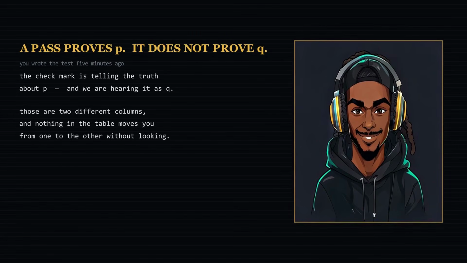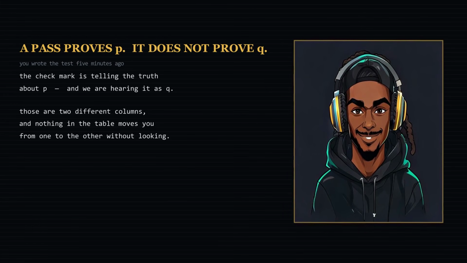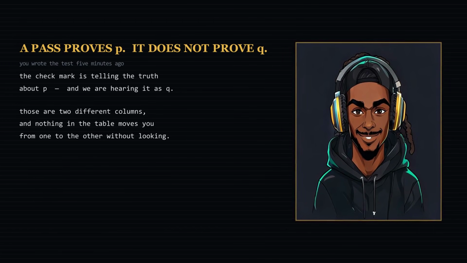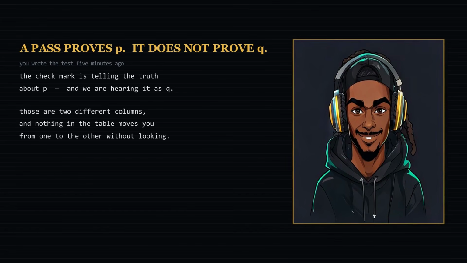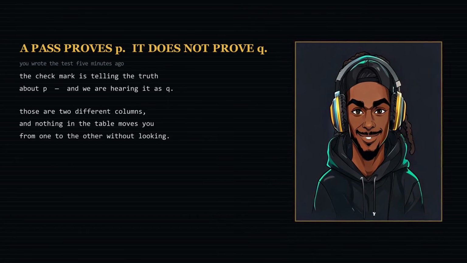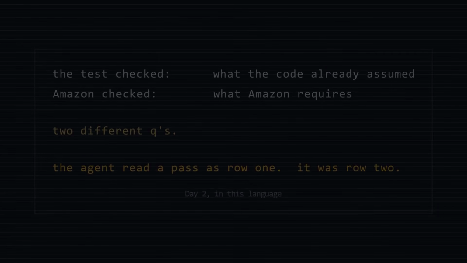A passing test proves P, it does not prove Q. The only way a pass tells you about the code is if you already know the rule holds, if you already know you are never in the amber row. And you do not know that. You wrote the test 5 minutes ago. The check mark is telling the truth about P, and we are hearing it as Q. The table says those are 2 different columns, and nothing in the table moves you from one to the other without looking. Day 2 in this language.